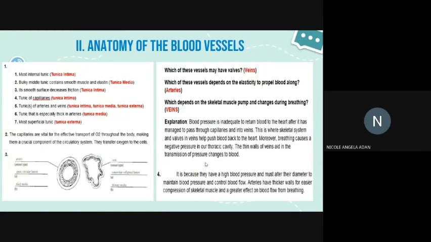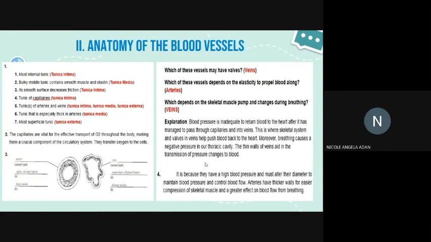Okay, number 2, servicing the capillaries is the basic function of the organs of the circulatory system. Explain this statement. So the explanation is that the capillaries are vital for the effective transport of O2 throughout the body, making them a crucial component of the circulatory system. To be short, they transfer oxygen to the cells.